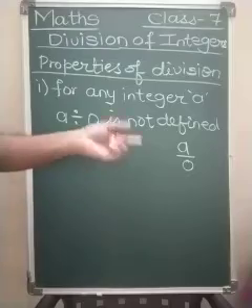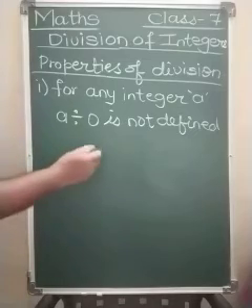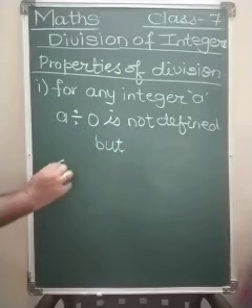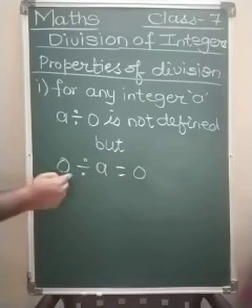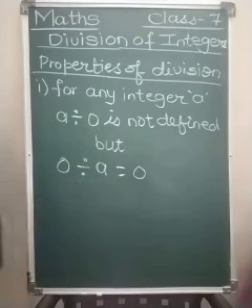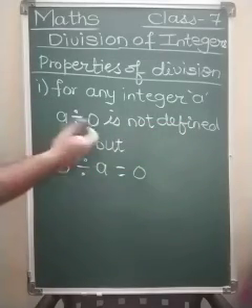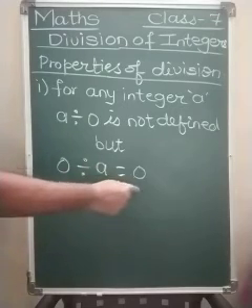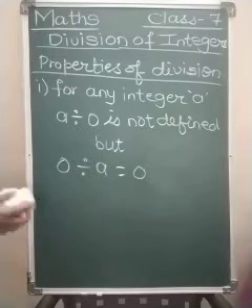This is not possible. Yes, but 0 divided by a equals 0. That means if 0 is divided by any integer, we get the answer 0. Here we can see a divided by 0 is not defined, it is infinity, and if we interchange them, 0 divided by a, we get the answer 0. That means division is not commutative. So this is the first property, and the second property is division by 1.